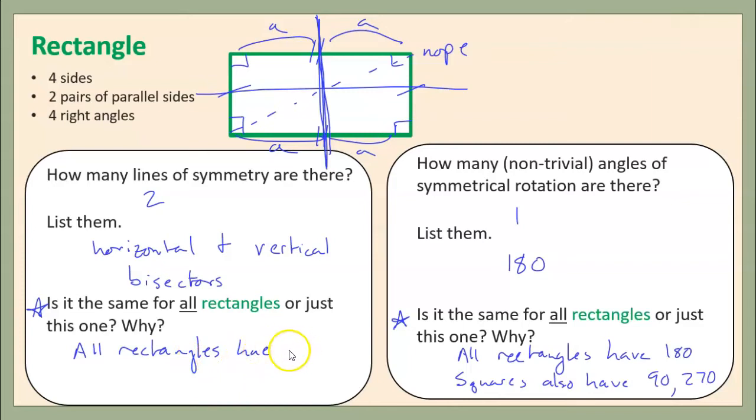have the two bisector lines of reflection. Squares also have diagonals. Interesting. Okay, so let's check out parallelograms now.